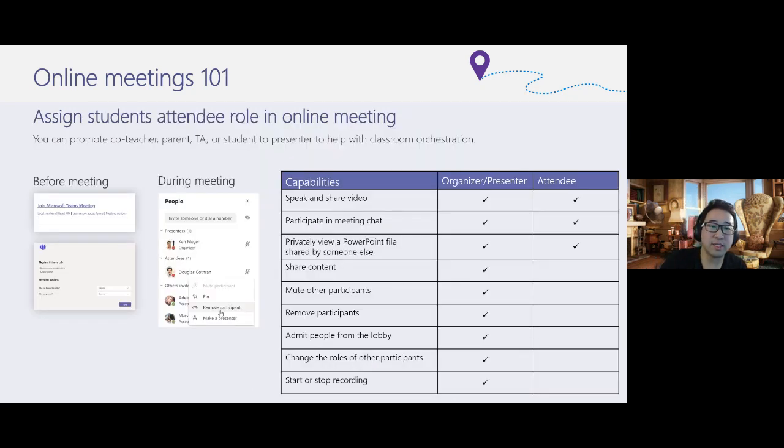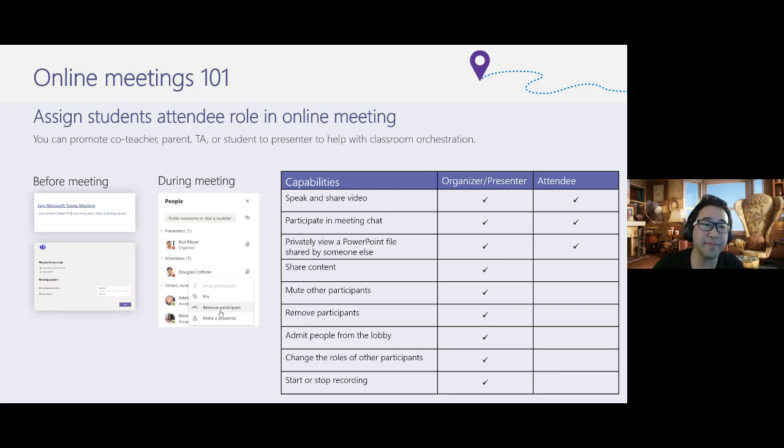Cool. So I talked about the presenter role and making sure that it's only me. What that means is that all the students will be attendees by default. As you can see from that table, attendees can still share their videos, can participate in the chat, and if you're sharing a PowerPoint, they can view the next slides at their own pace. So that's totally cool. But it wouldn't allow them to share content, mute other participants, remove participants, or mess up your recordings. So I definitely recommend you do that.